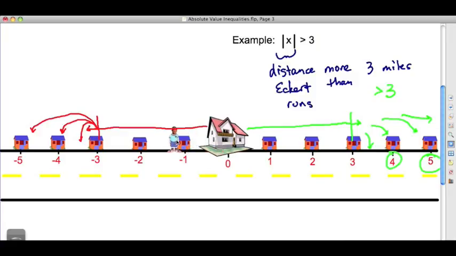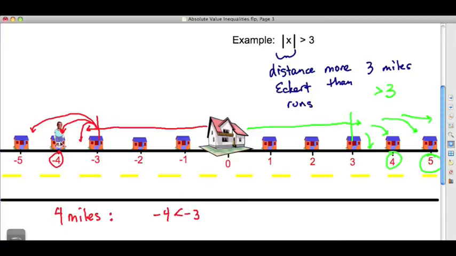So there's 1 mile, there's 2 miles, there's 3 miles. But I might go here. And if I go there, I want you to notice something. I've run 4 miles. But look where I ended up. I ended up at -4. Okay? And this number right here, -4, is actually less than -3. Notice how the sign is different. That number is actually less than -3.